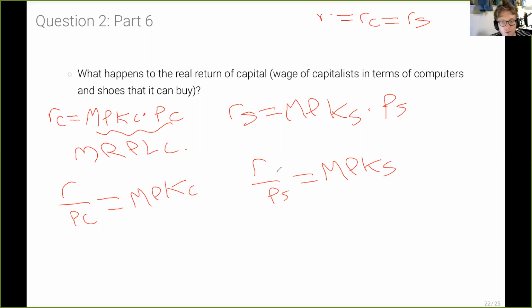So the real return of capital can just be written as the marginal products of capital in each sector. Recall that we said the marginal product of capital is now working with relatively more units of labor. Because the labor intensity in both sectors is increasing, the marginal product of capital in both those sectors is increasing. This implies that MPKC and MPKS are higher than what they were before. And so now capitalists can buy more in terms of both computers and shoes.